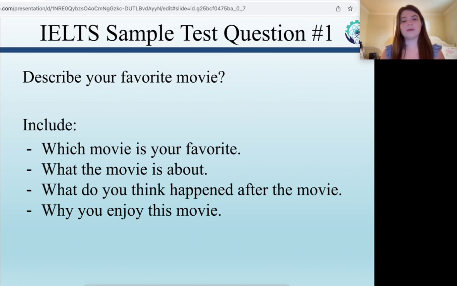I mean, we could talk about what we don't like about the movie, but I don't think that's necessarily necessary here because they did ask for us to describe our favorite movie. So, most likely, our opinion about our favorite movie is going to be positive. Unless we really don't like any movies and our favorite movie is just the one that happens to be the least bad of all of them, right? We're probably going to say something positive about it. So, that's to be expected.